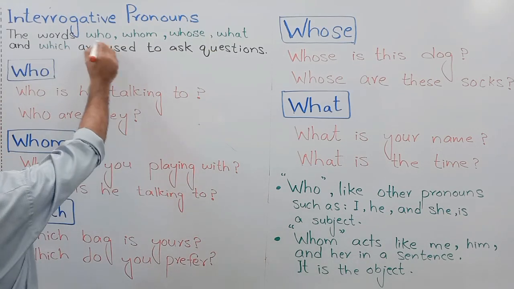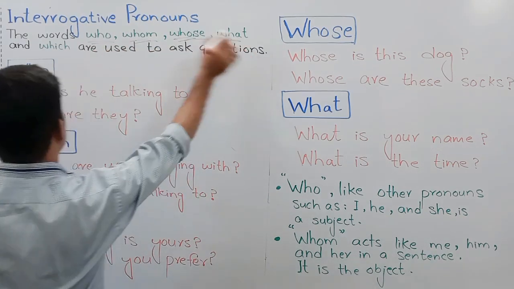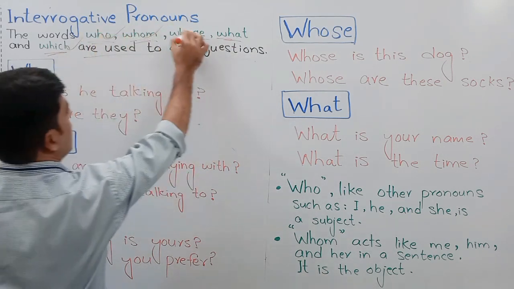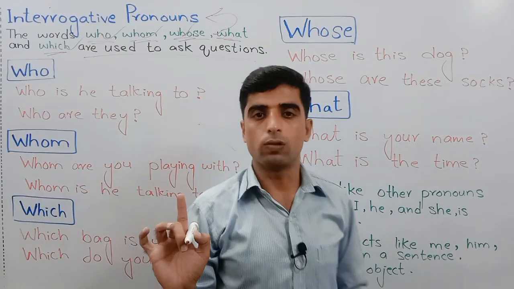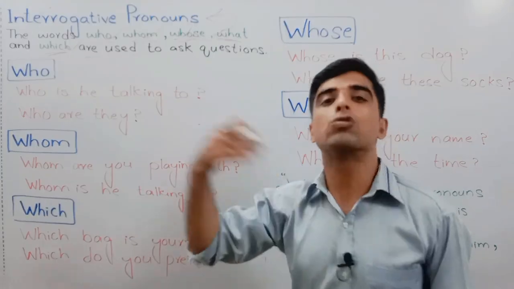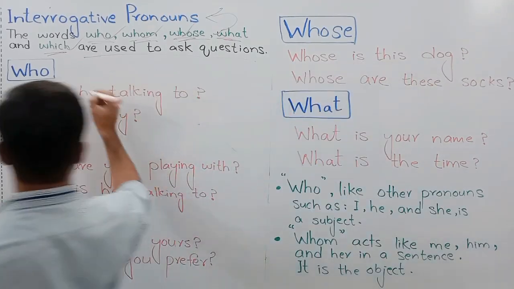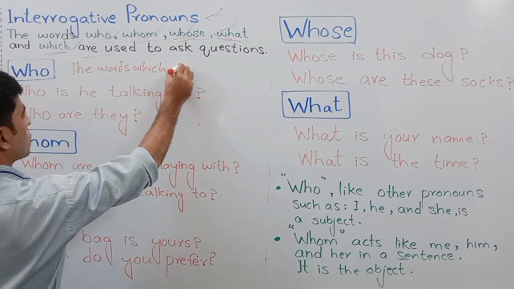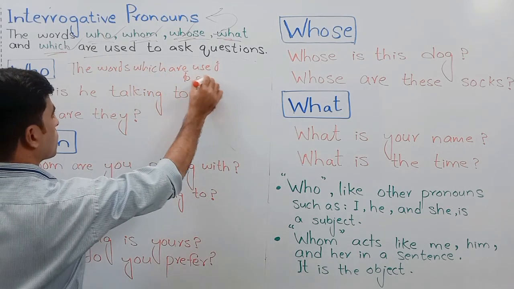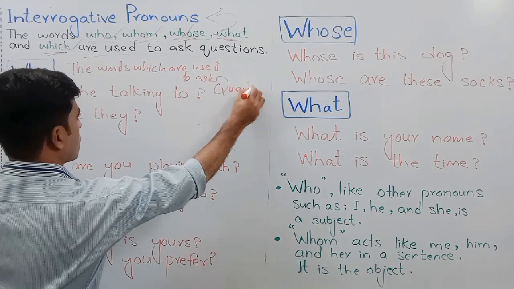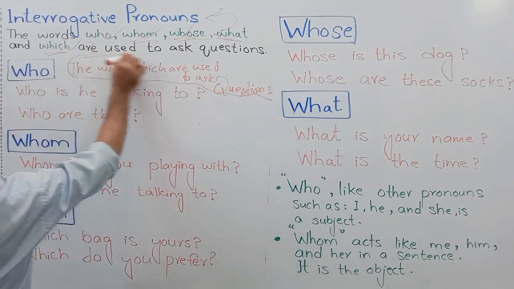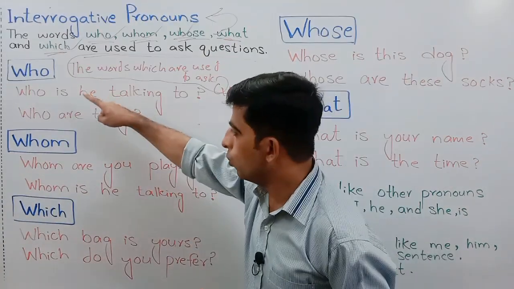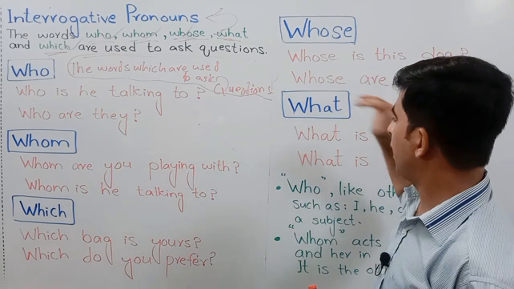Interrogative pronouns: the words who, whom, whose, what, and which are used to ask questions, and these words are interrogative pronouns. In simple words, you can say they are the words which are used to ask questions. Repeat after me. The words which are used to ask questions. Who, whom, which, whose, and what.